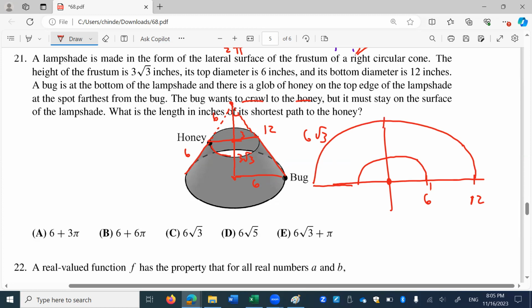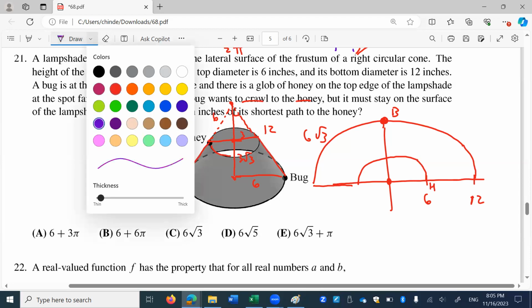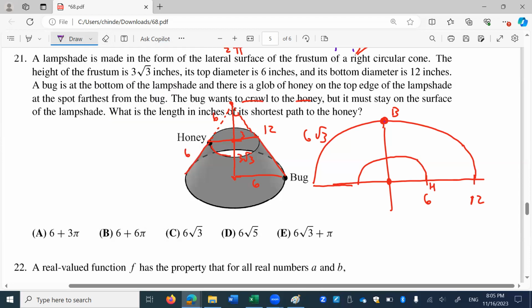And so if the honey starts here, the bug is halfway around the base circle, and so the bug starts here. The bug walking the shortest possible path while staying on the lampshade is going to go in a straight line until he hits the rim, and then follow the top rim. And what point is he going to go to? Well, he'll go to the point where his path of travel is a tangent to the rim.